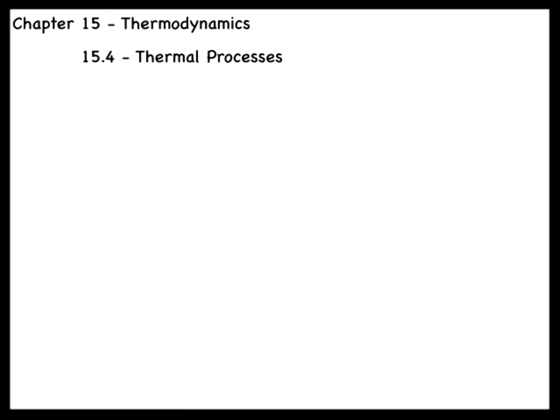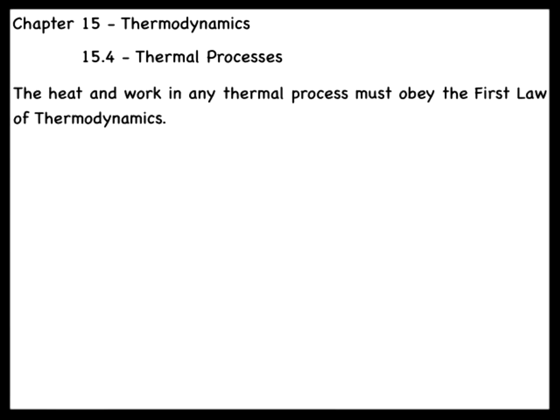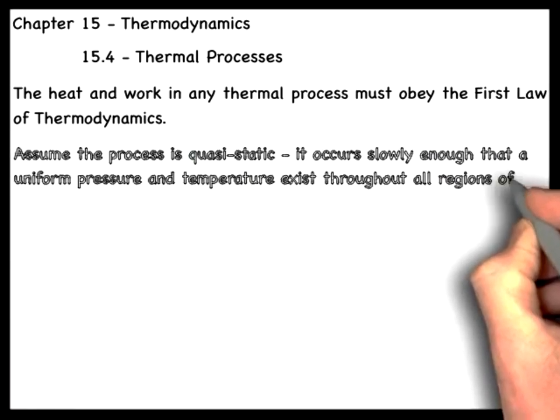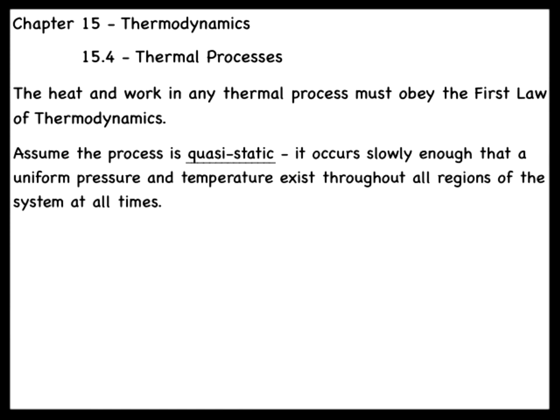In this section, we will introduce four common thermal processes. While a system can interact with its surroundings in many ways, the heat and work involved in these processes must always obey the first law of thermodynamics. In each case, the process is assumed to be quasi-static, which means that it occurs slowly enough that a uniform pressure and temperature exist throughout all regions of the system at all times.